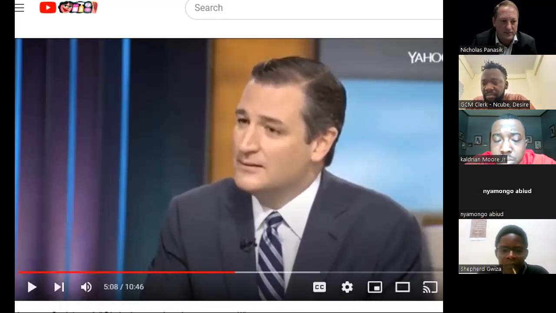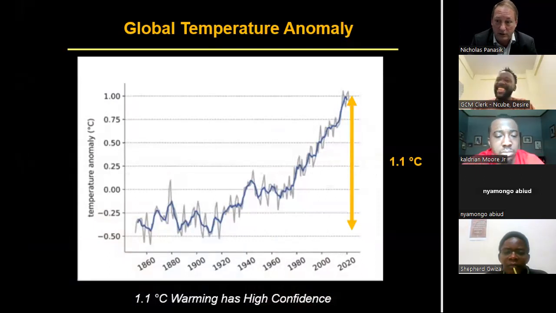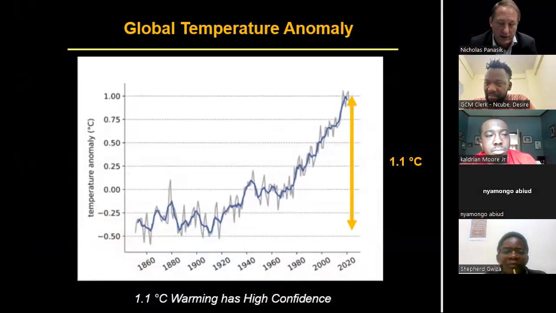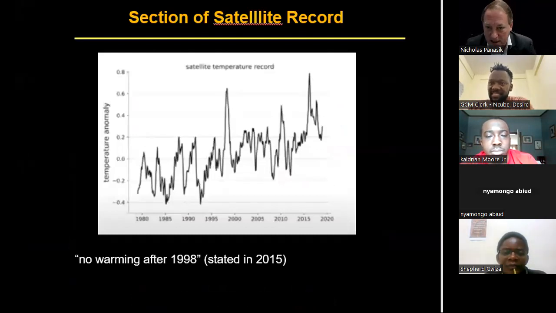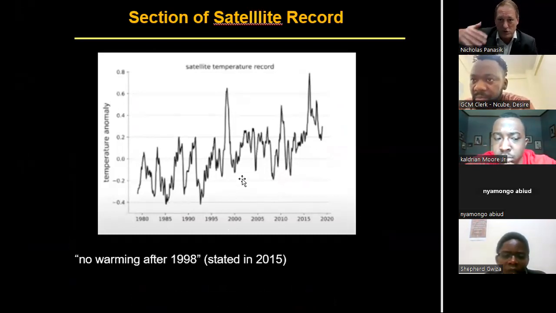Okay. So what do you think about that comment? Let's take a look at that setup. I mean, first you're like, oh my, right? But here, let's take a look at the actual satellite record that he's talking about. So here's the satellite temperature record. That's often used when people say, oh, global warming has stopped.